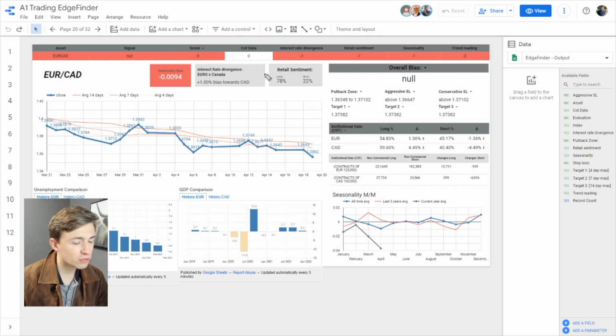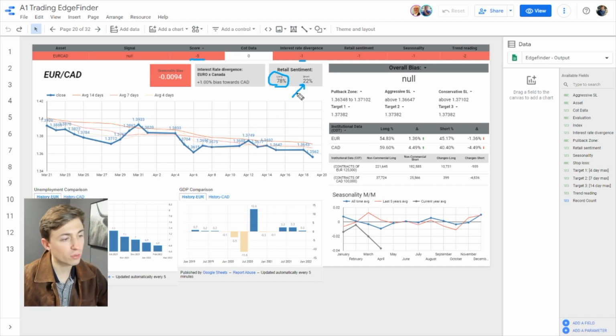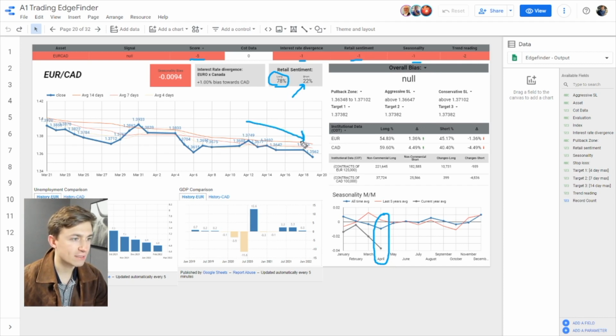But anyways, it is a strong reading to the downside overall, a score of -5, which is a strong sell reading. Interest rate divergence here, you can see retail traders are heavily long on the pair, so I am more interested in being short, going against that crowd that tends to lose money. Unfortunately, the retail sentiment is going to get a -1 score for that. Seasonality, the month of April tends to be negative for this pair, so that's going to give me a sell bias, -1. Trend reading, we have a strong trend to the downside there, and that kind of solidifies my short bias there.